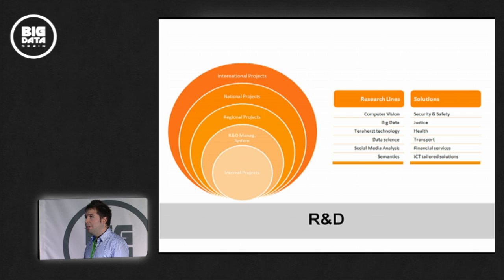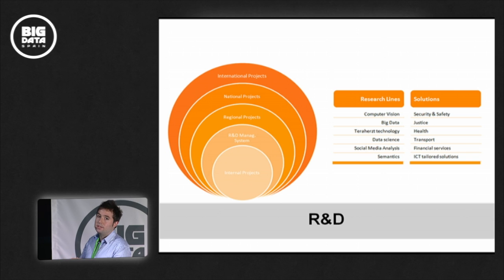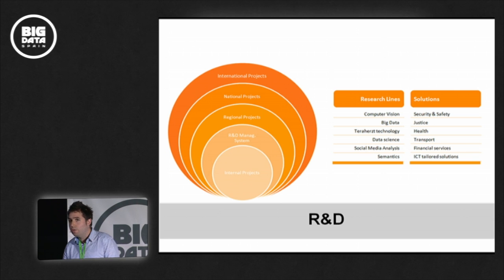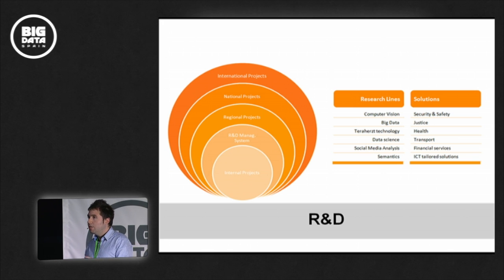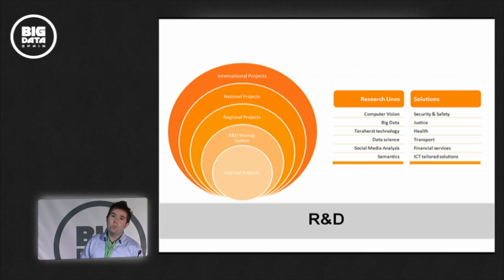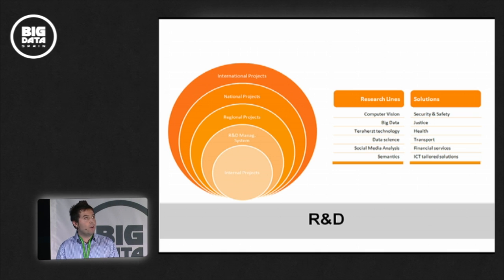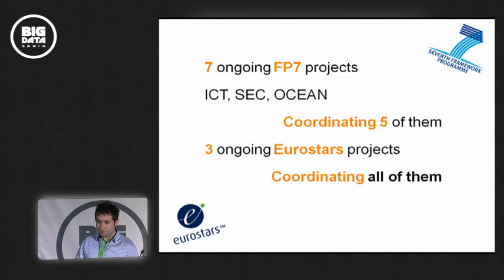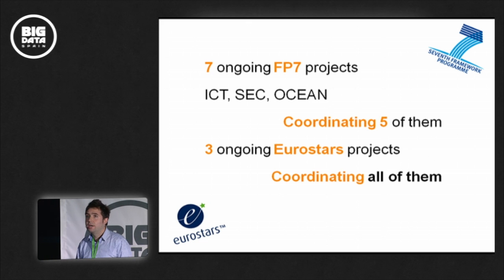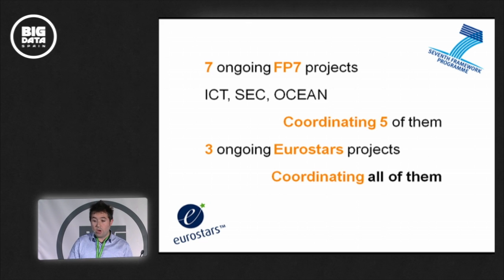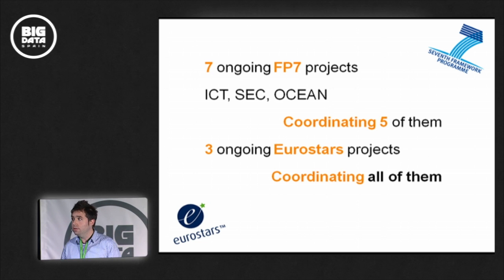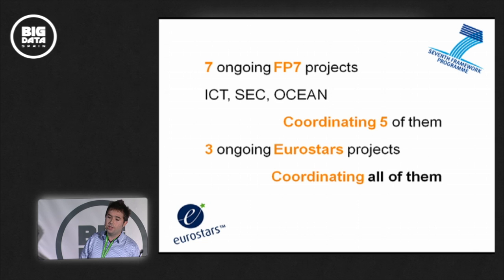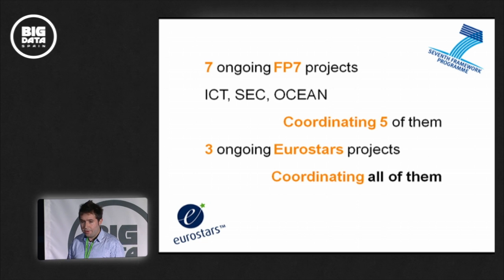The kernel of our research model is the research projects, because they allow us to work with many important people and to address realistic issues in different domains. We started with small internal projects, then we moved to regional and national projects, and now we are focused on international projects. In fact, we are very proud of our international projects. We are involved in 7 ongoing FP7 projects, where we are the coordinator of 5 of them, and we are also the coordinator of 5 Eurostars projects.